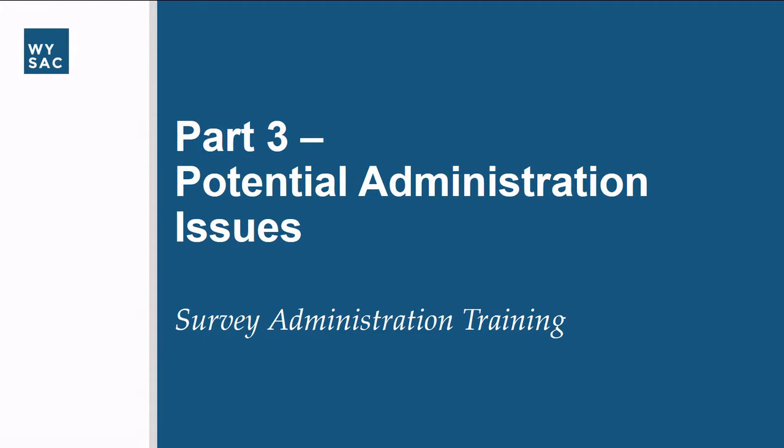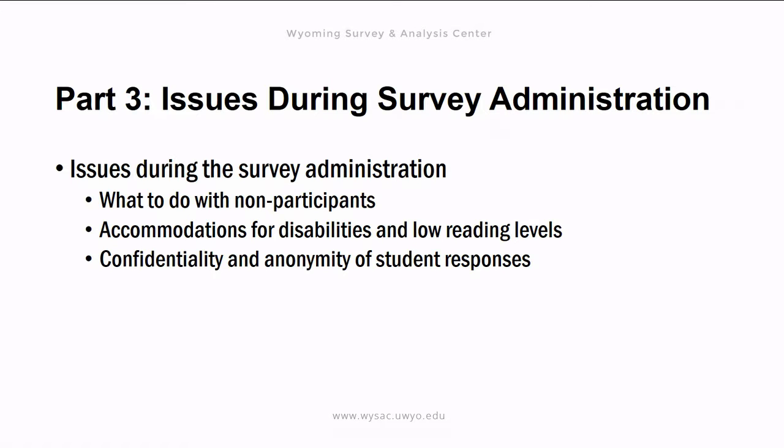Part 3 of this training will cover some potential administration issues that may arise. Like all projects, there's a few things we want you to be aware of. The first is that you need to know what to do with students who are not participating in the survey but who are present in the classroom. The second is what kind of accommodations can be made for disabilities and low reading levels. And finally, what can be done to maintain the confidentiality and anonymity of a student's responses.